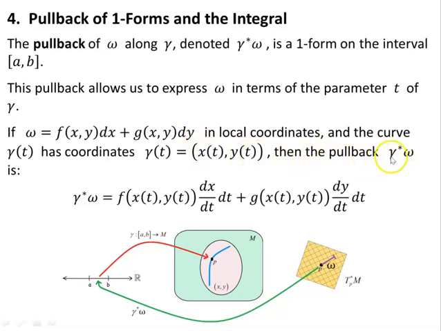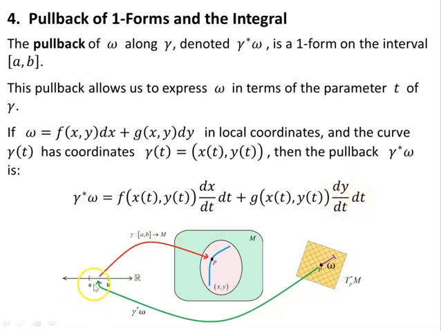Then the pullback gamma asterisk of omega is as follows. Where the x and the y's are in f, we're going to substitute in x of t and y of t. Then this dx, by the chain rule, will become dx/dt dt. And the same with the g of x,y: g of x of t, y of t, and again the dy by the chain rule becomes dy/dt dt.